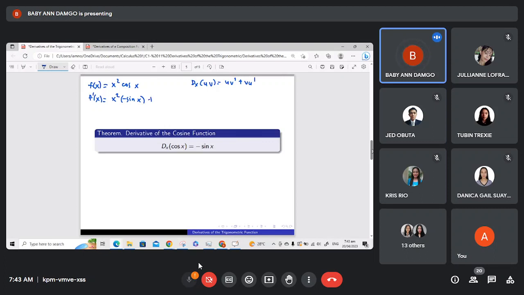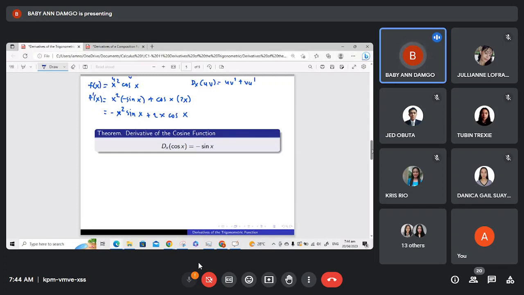Plus, so copy ang v. So, kaniha, mao niya tong u, mao niya tong v. So, plus cosine x times derivative of x squared, which is 2x. So, simplify. This is minus x squared sine x plus 2x cosine x. Okay?